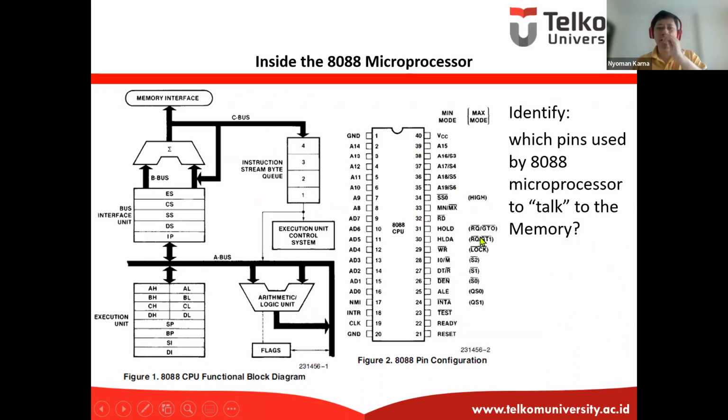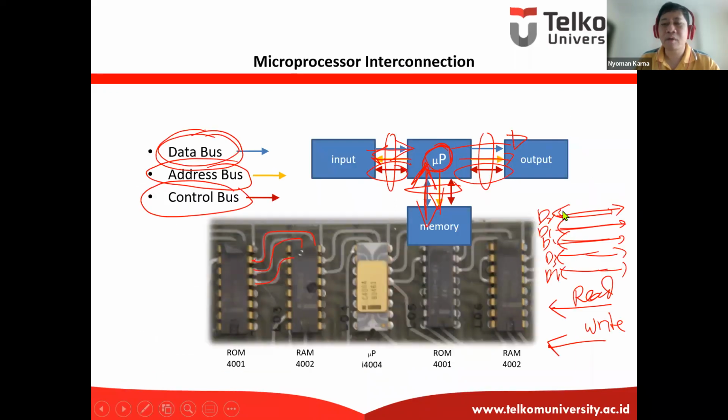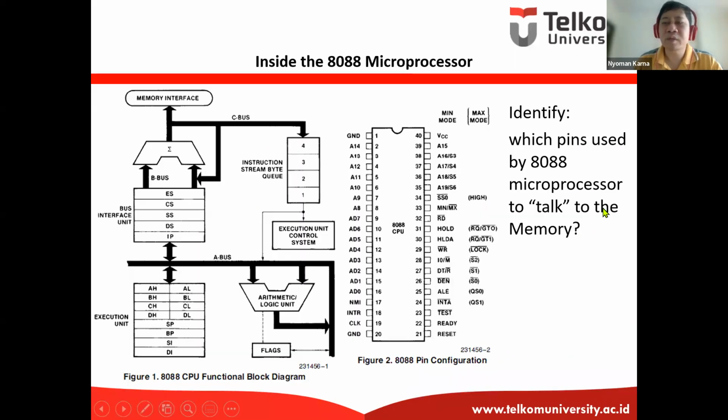Now, we already discussed what the 8088 microprocessor is. Now, the question is, which pins are used by the 8088 microprocessor to talk to the memory? Remember, whenever a microprocessor wants to talk to memory, it needs the data bus, it needs the address bus, and it also needs the control bus. So, which pins are used by the 8088 microprocessor to talk to the memory?